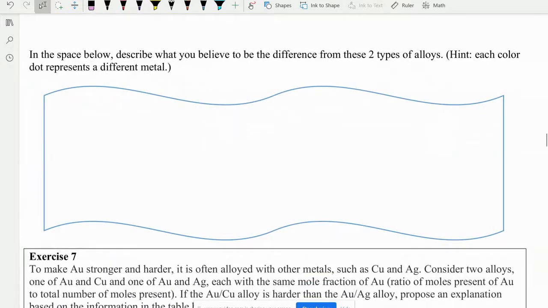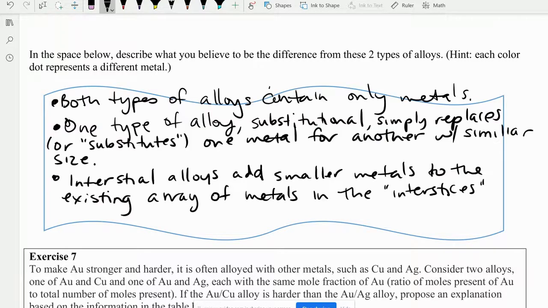Really quick, let's just go ahead and do a quick recap. In the space below, describe what you believe to be the differences of these two types of alloys. So I'm going to go ahead and jot some notes down. How about you pause this video and write a couple of the things that you gleaned in the last couple of minutes about alloys. Welcome back. I jotted some notes down. Go ahead and check yours with mine.